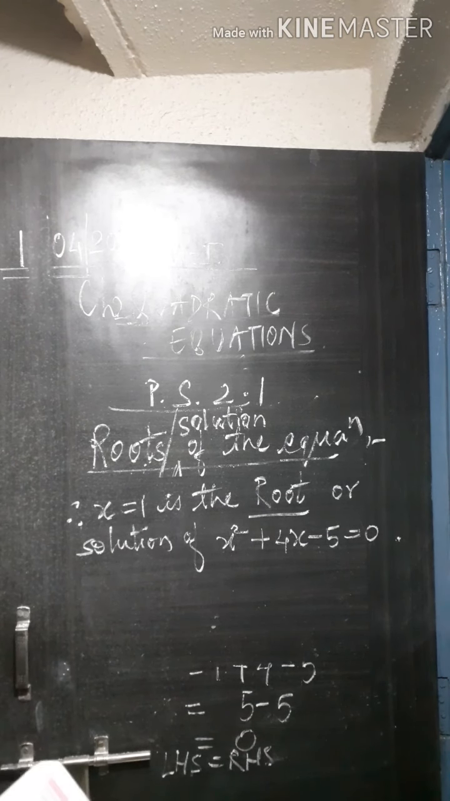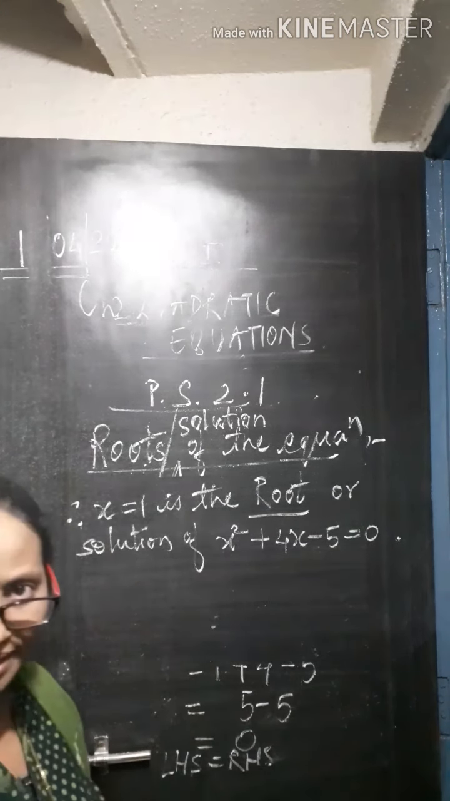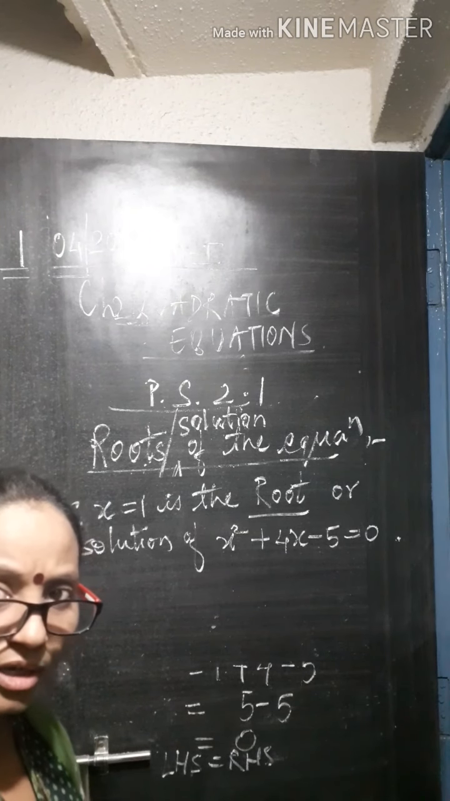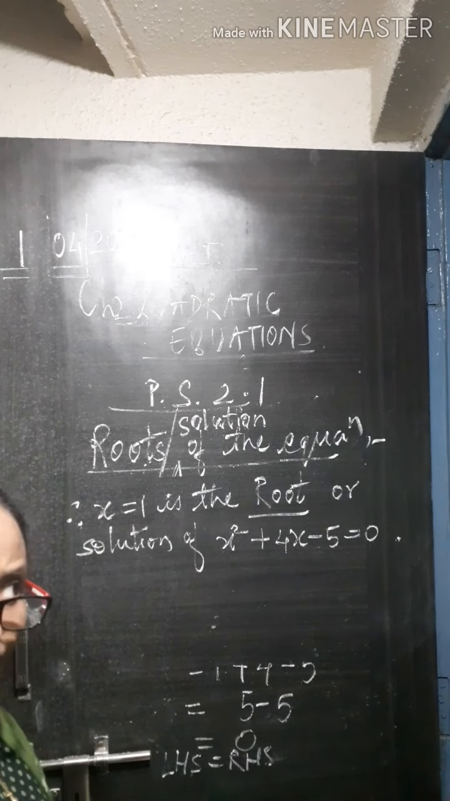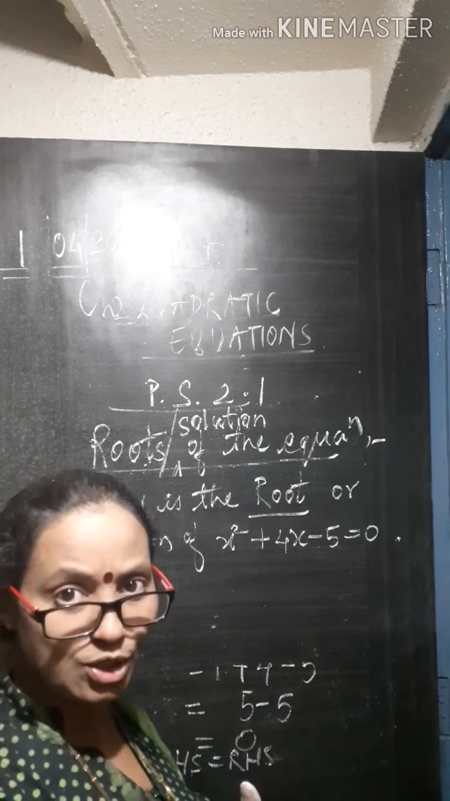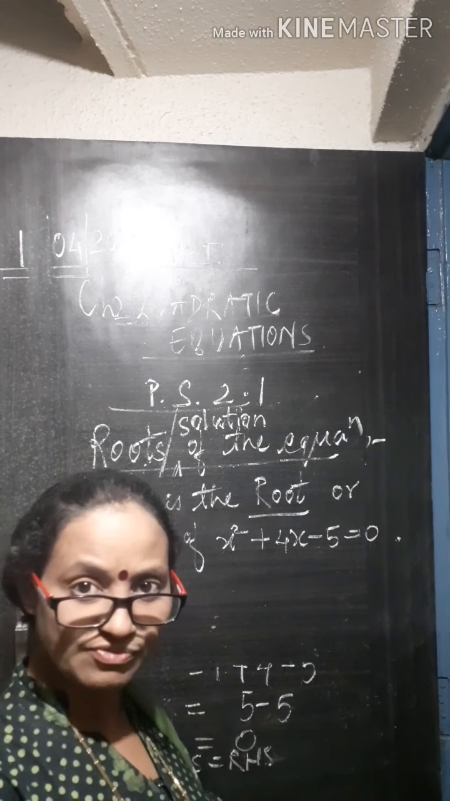Similarly, what was the second value given? x equal to minus 1. Let us check in the same manner for x is equal to minus 1. If I put x equal to minus 1 in the same equation, again will it satisfy the equation?